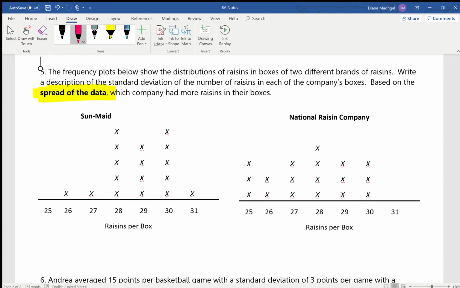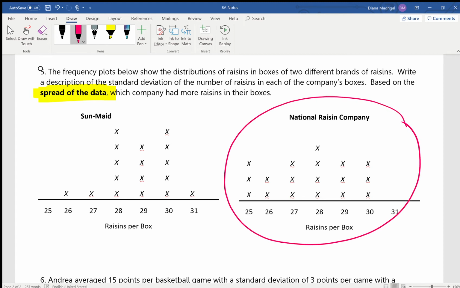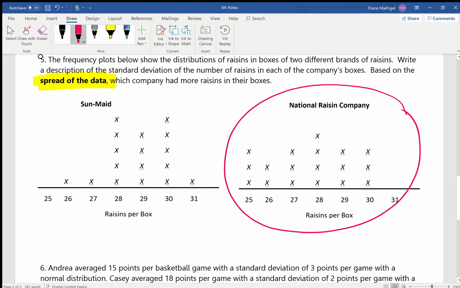Okay, so for instance, think about when you're sitting in class. Are you all sitting in the middle? Are you all sitting on the side? No, right? You're all spread. Some of you are sitting on the side, in the middle, on the side by the windows. So you're all spread. That's what spread means.